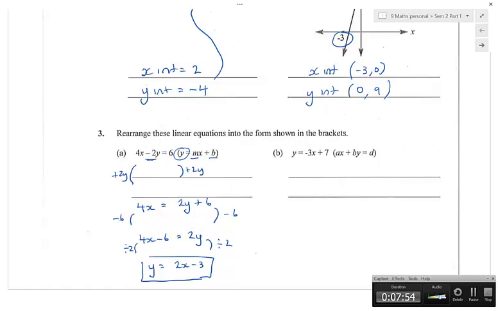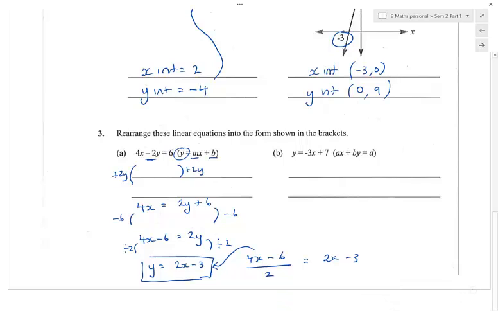Okay, so what we've got is 4x take away 6, divided by 2. I could split that fraction up into 2. 4x divided by 2 is 2x, and minus 6 divided by 2 is minus 3. It's the same thing. I'm just explaining how we got that in the first place.